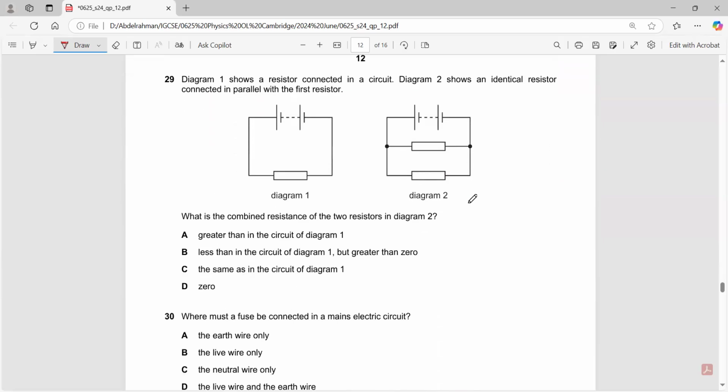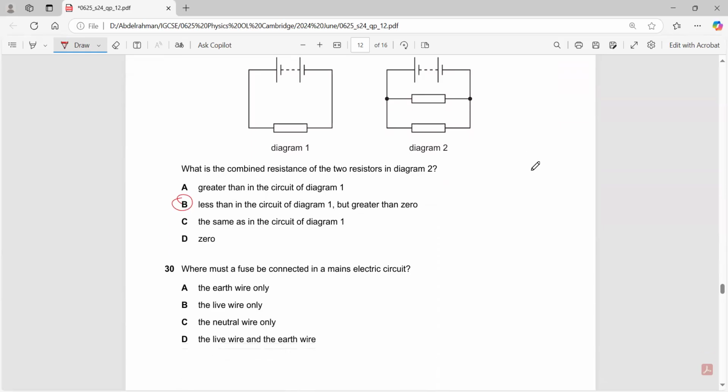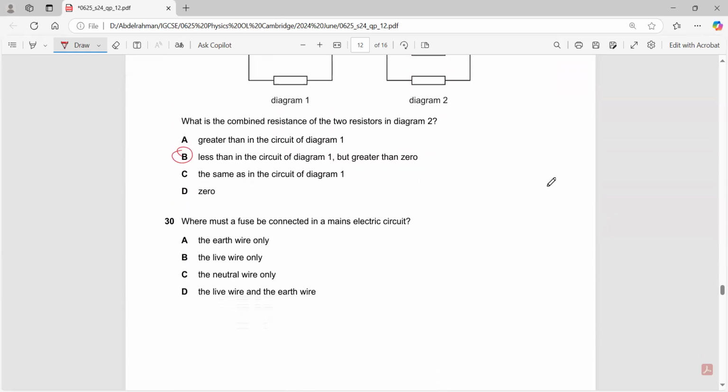Diagram 1 shows one resistor. Diagram 2 shows 2 resistors in parallel. What is the combination of resistance in diagram 2? Parallel resistors. What happens to parallel resistors? The resistance decreases, less than the circuit in diagram 1, but greater than 0. Less than 1 resistor.